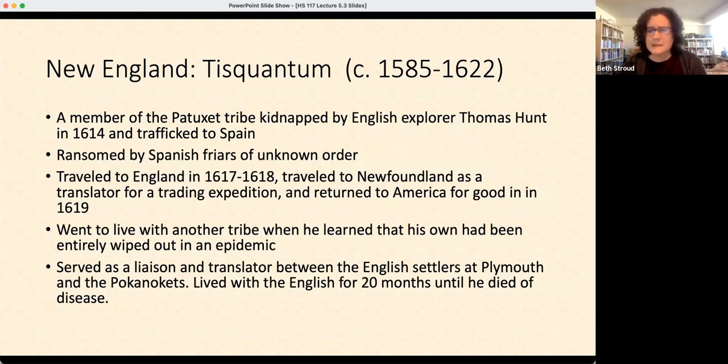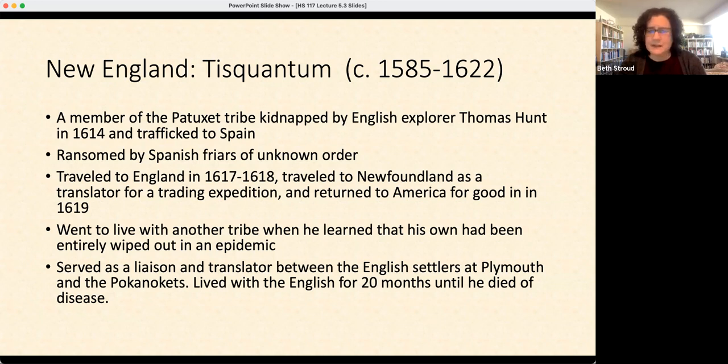I want to begin the conversation about New England by talking about a figure you may know, Tisquantum. You may know him by the name of Squanto. He was a member of the Patuxet tribe, and he was kidnapped by an English explorer named Thomas Hunt in 1614 and trafficked to Spain, where he was ransomed by Spanish friars, of their order is unknown.